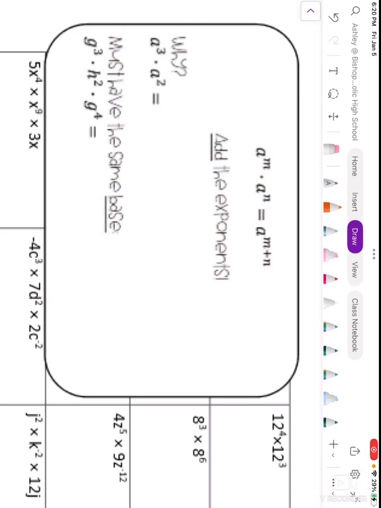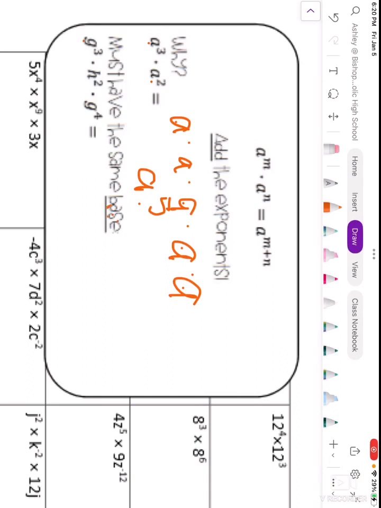If we had a to the third times a squared, well, a to the third is really a times a times a. A squared is really a times a. That gives us 1, 2, 3, 4, 5 a's, so that's really a to the fifth. Without writing that out, we could have just added 3 plus 2, which is 5. But in order to do that, they have to have the same base.